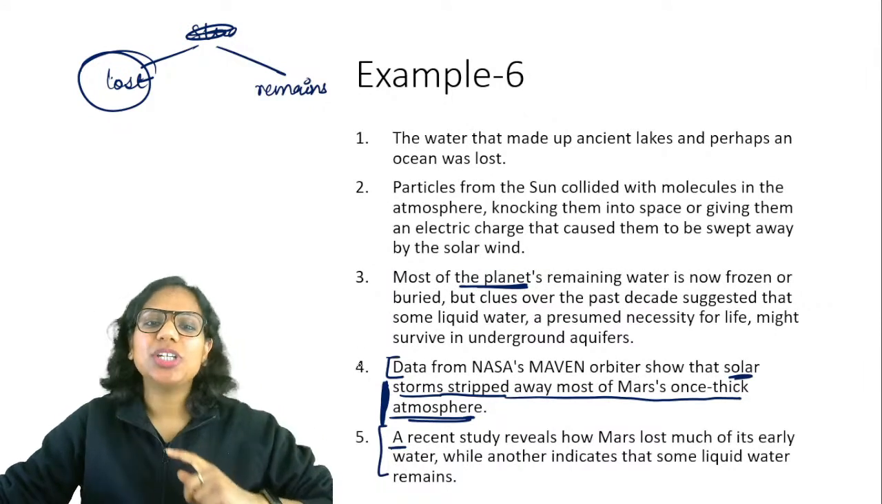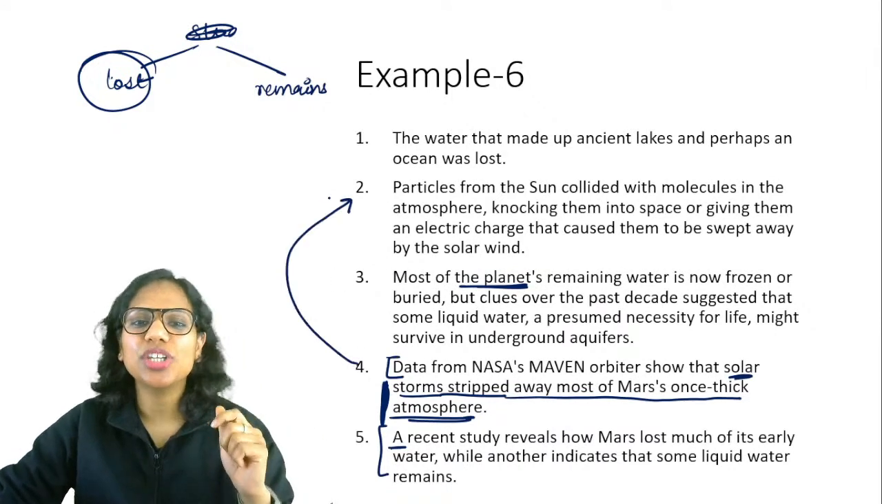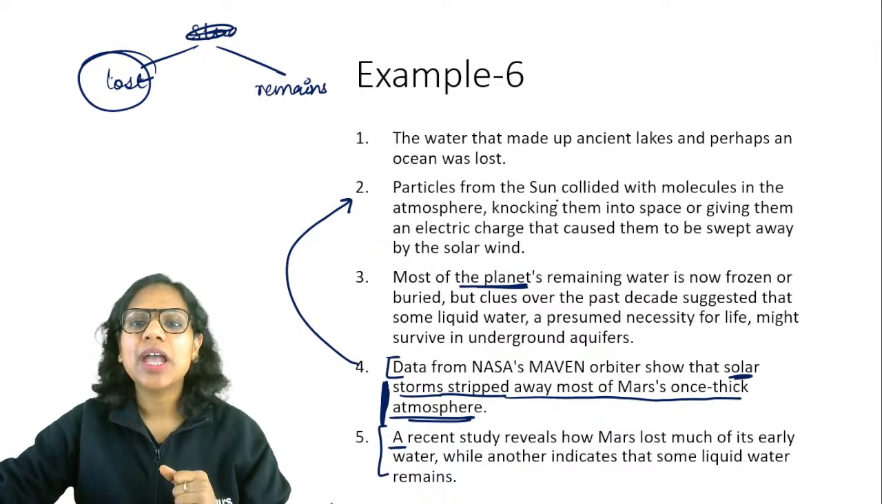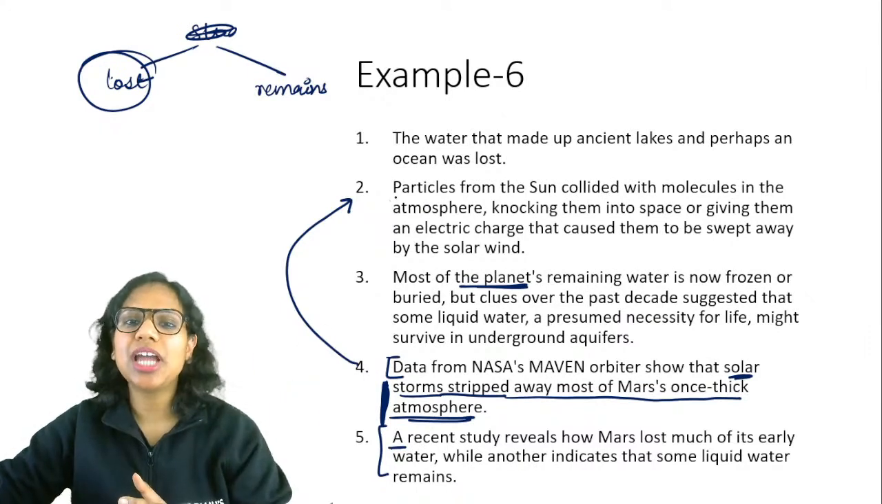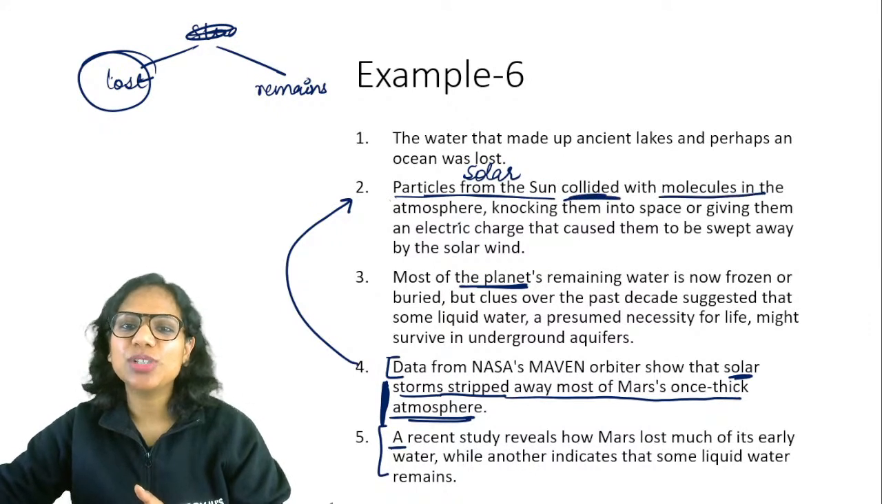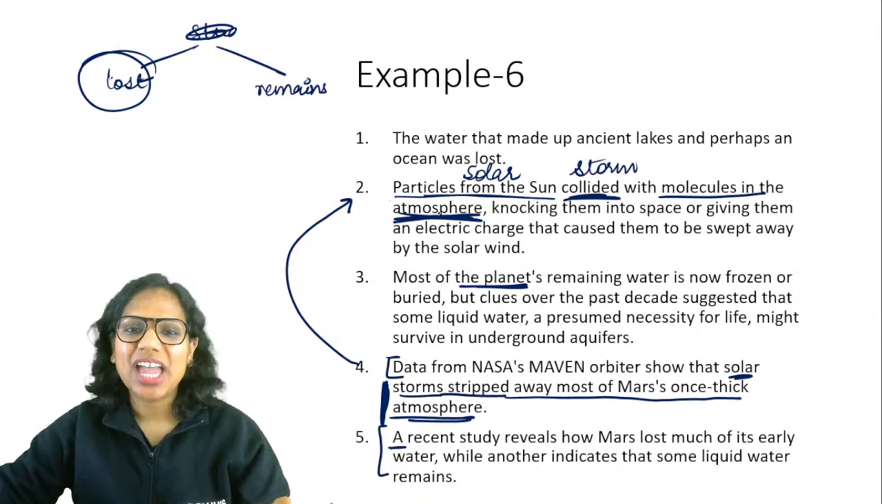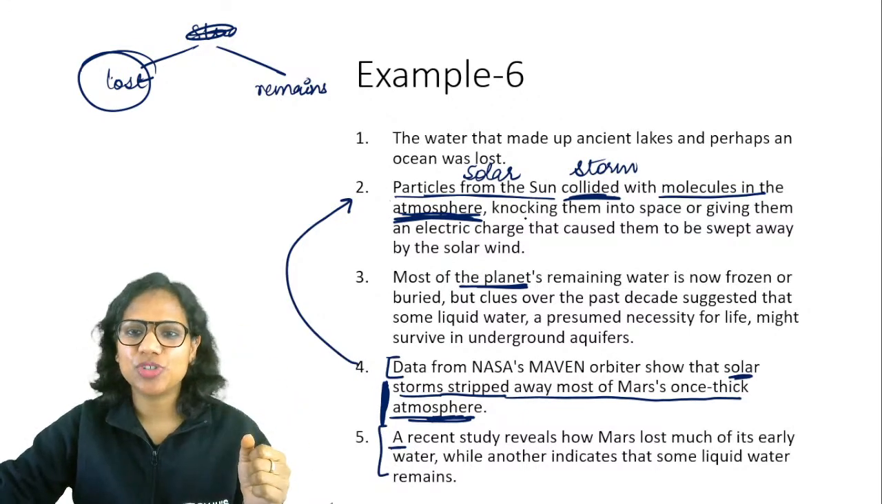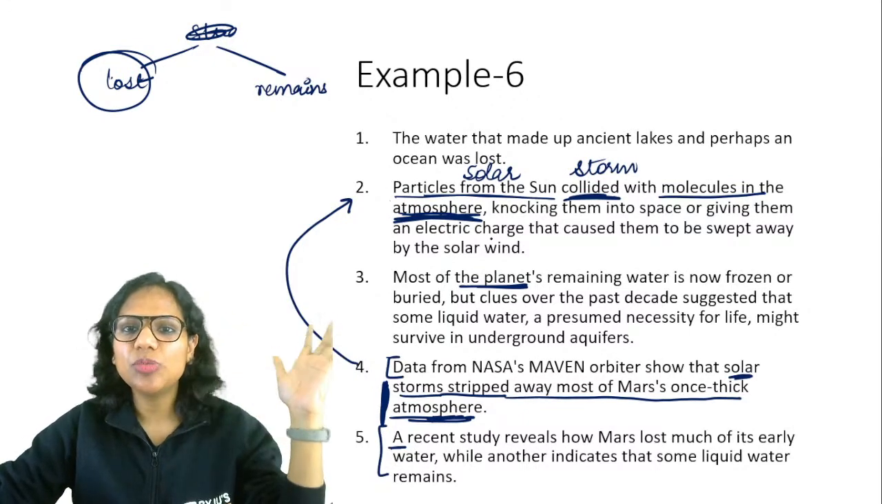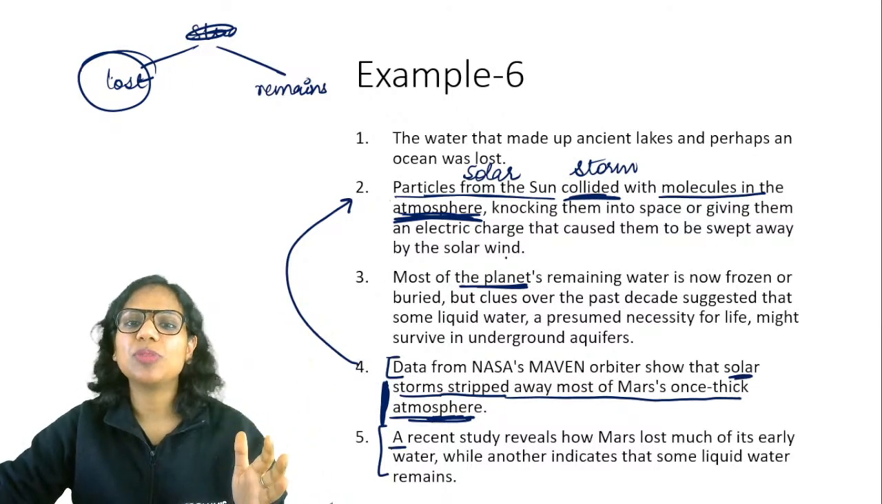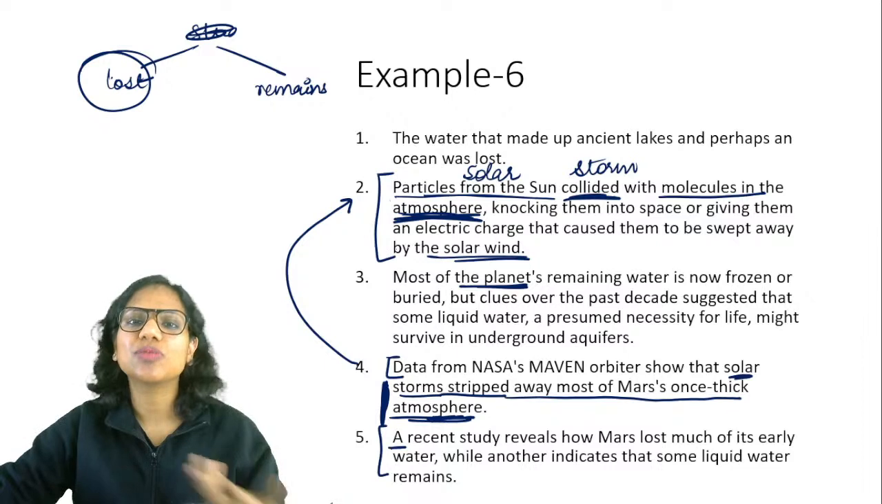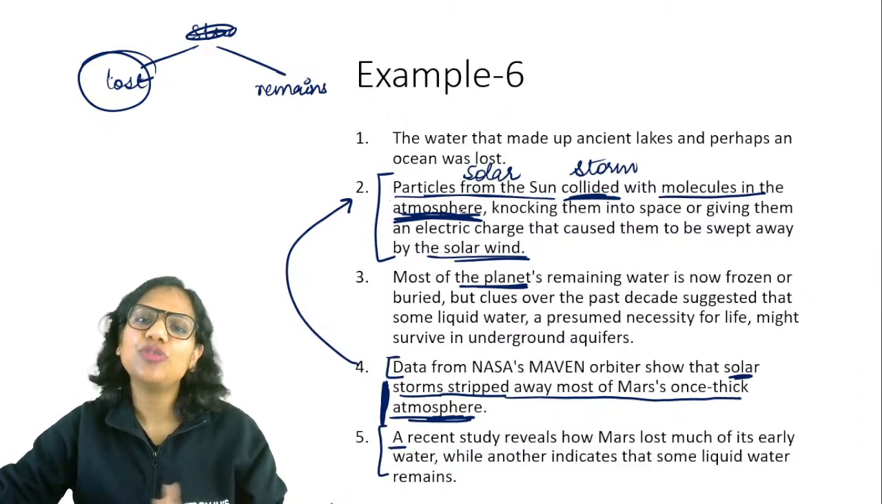So, isn't 2 continuing this discussion? Why? Because I am talking about the fact that particles from the sun collided with the molecules in the atmosphere. Now, see, particles from the sun, solar, collided with the molecules in the atmosphere. So this is a solar storm that has been described here. And atmosphere, we mentioned that they stripped away the atmosphere. So they collided with molecules in the atmosphere, knocking them into space or giving them an electric charge that caused them to be swept away by the solar wind. So this is a description of a solar storm attacking the atmosphere of Mars.